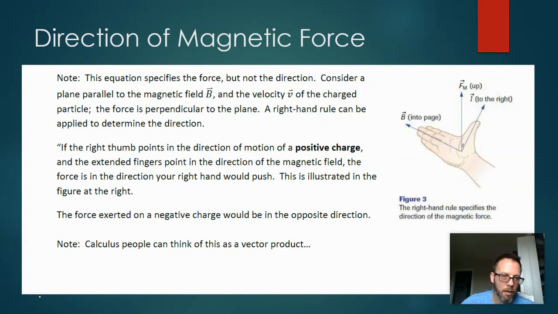This diagram has a symbol for current or moving positive charge. We'll do that later, but your thumb is the direction of the velocity. The direction of the force the charge would feel would point straight out of your palm. So if your thumb is in the direction of motion of a positive charge, so this right hand rule is for positive charge, your fingers are the magnetic field. Your palm tells you the direction of the magnetic force.